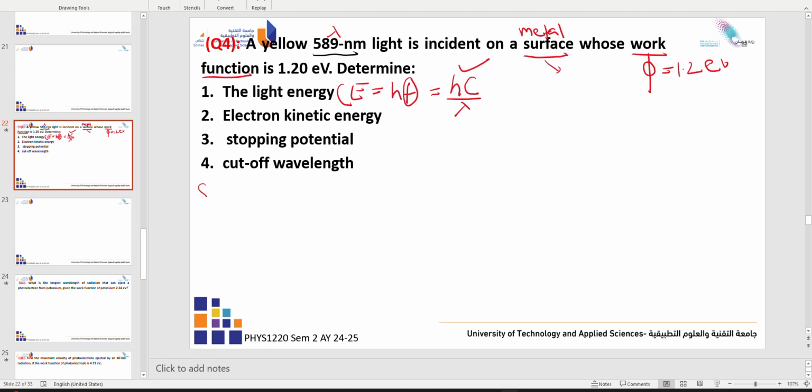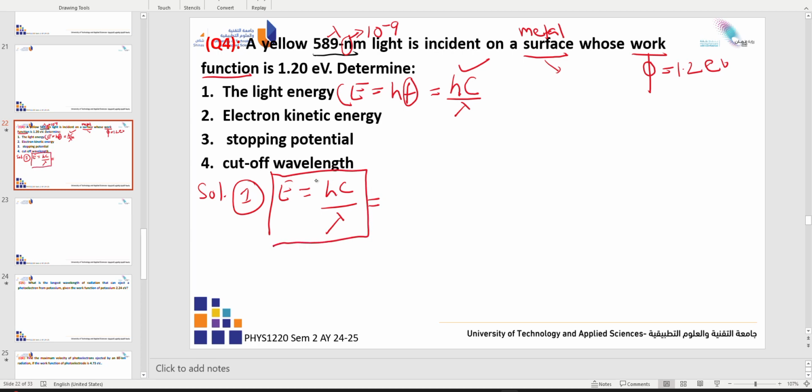Now, if I go for the solution, this is the solution for part 1. I have to write the formula: E equals hc over lambda. But here we have to convert lambda, which is given in nanometers. A nanometer means 10 to the power minus 9. In this formula there are two constants, and the values of the constants will be given to you in the exam, no need to memorize.